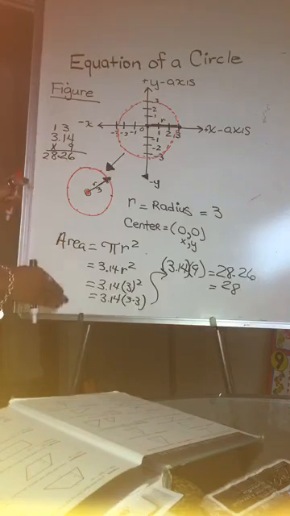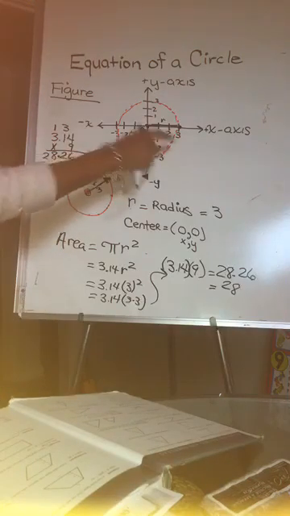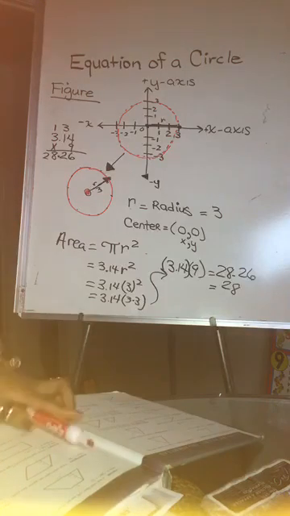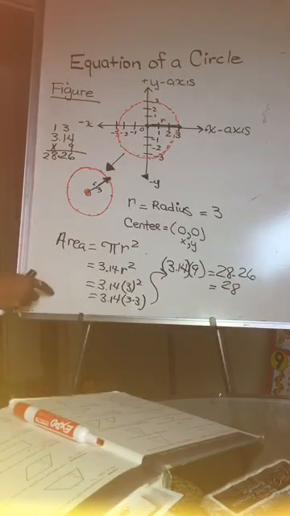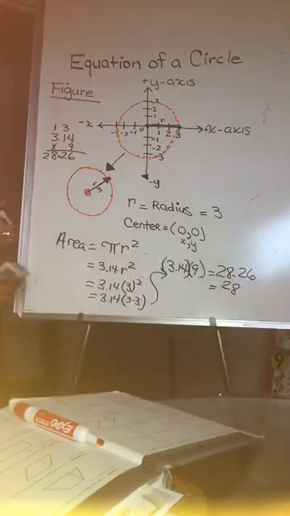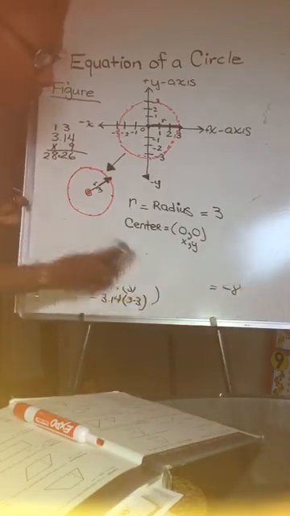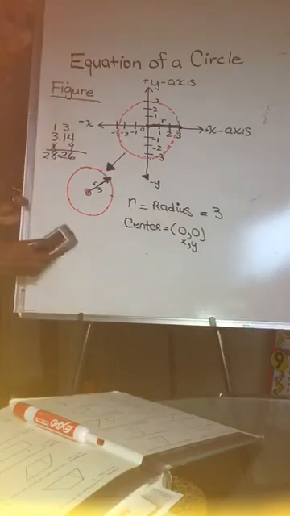Okay, that's the area for this circle, all right? Now, if they ask us, this is just one of the formulas. I'm going to erase this. So we found the area, and then they have another formula that you would need to know.